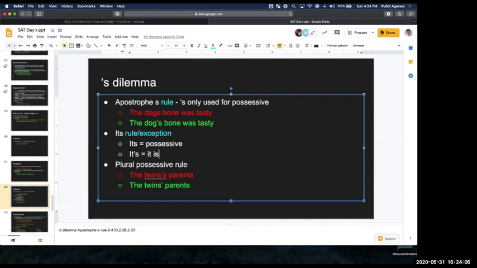This is tested pretty frequently in the various tests, so just note this one down. And then the plural possessive is when you have plural. So twins is plural.